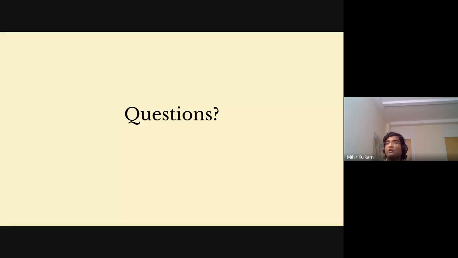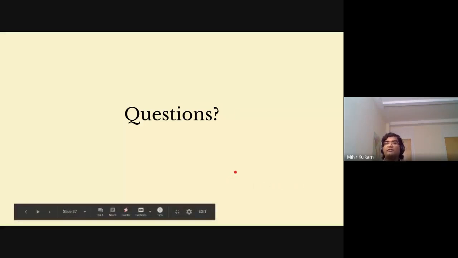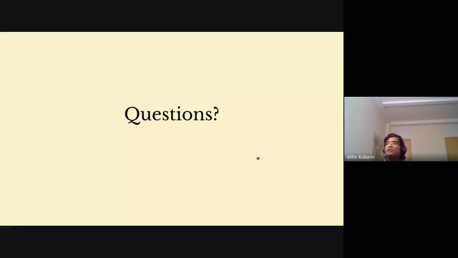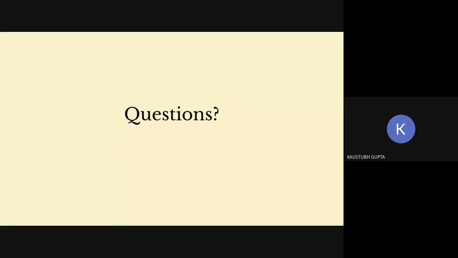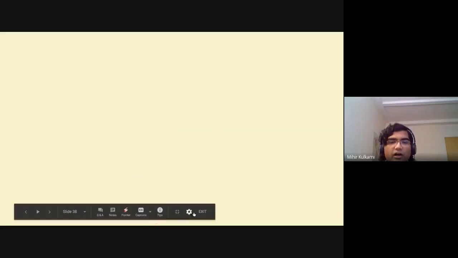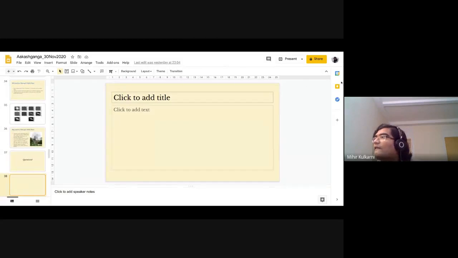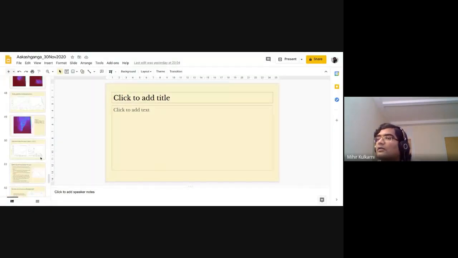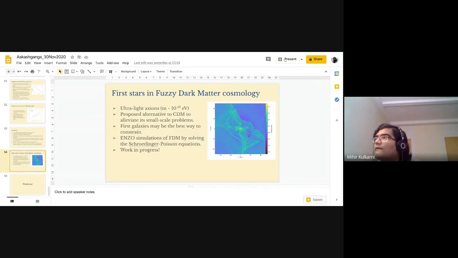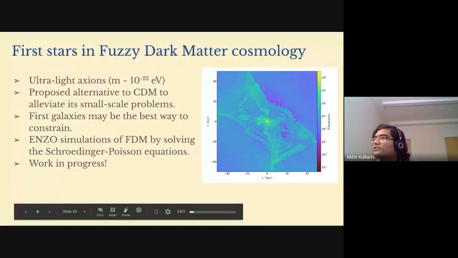If you are interested, I can also show something about fuzzy dark matter, which is, I think, a fascinating alternative theory to dark matter. Yeah, please, that would be great if you have time. Okay. Do you see this? Yeah.